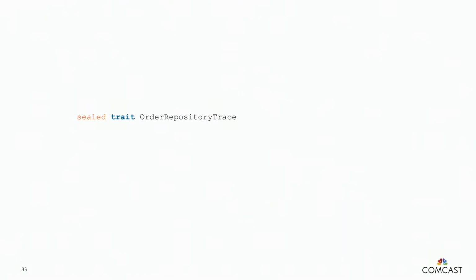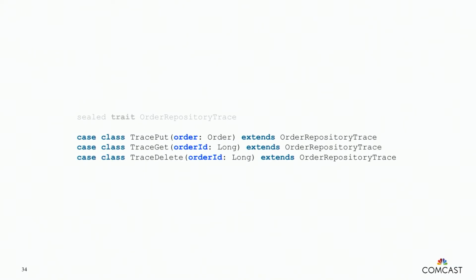So we're going to look at creating a new trait, because you could trace in strings, but yuck. So we're going to make a new trait for our order repository tracing. We're going to make some implementations, and we're going to capture our inputs to each operation, and we're going to capture what each operation was. So we get our trace put, we take the order in, and we just extend our base trace repository, our trace implementation trait.